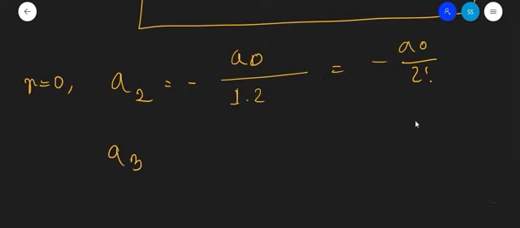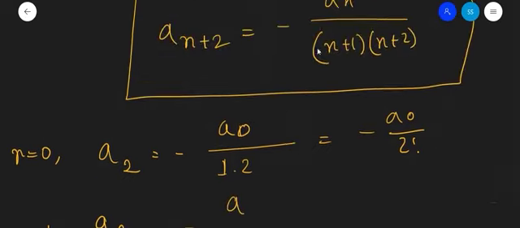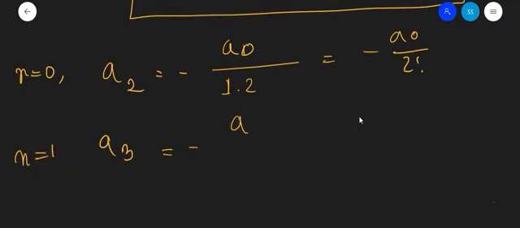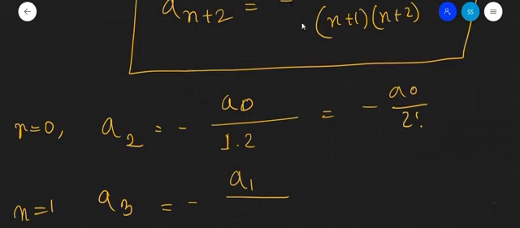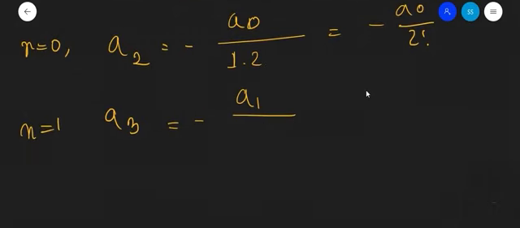So when you go for n equals 1, you will see that you will have a3 over here, and this will be minus a of n. So this is just a of 1, and you'll have 2 and 3. So this is 2, 3. Obviously there's a 1 over here, and this can be written as a1 divided by 3 factorial.